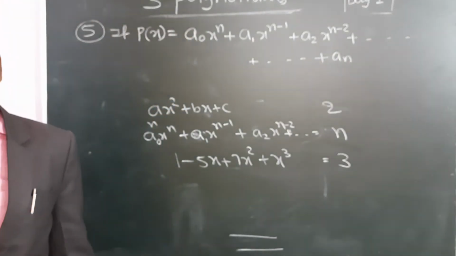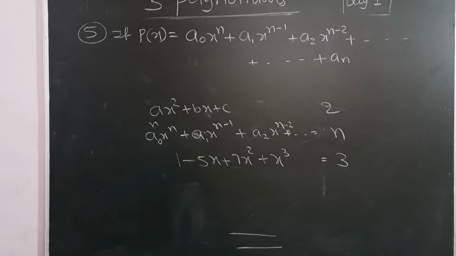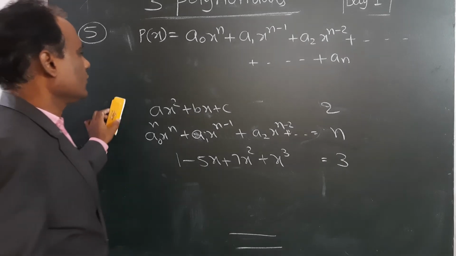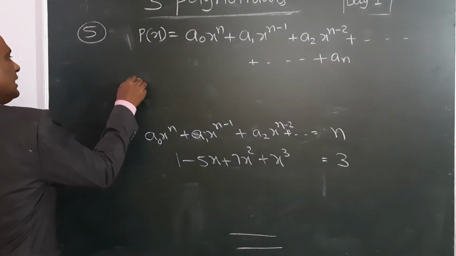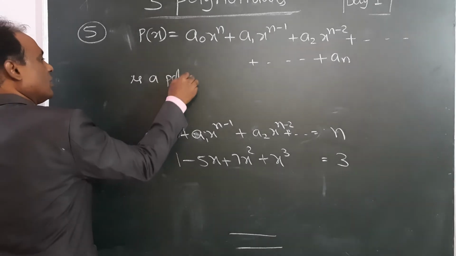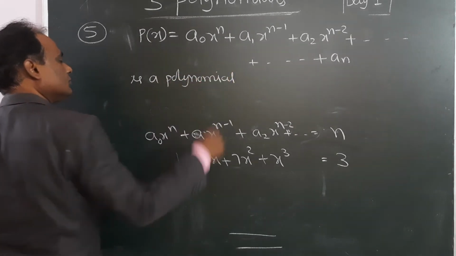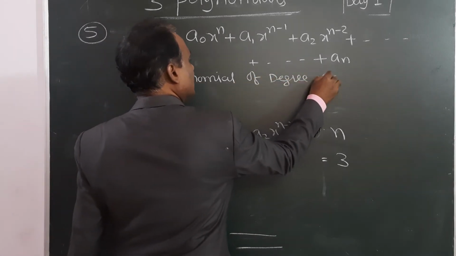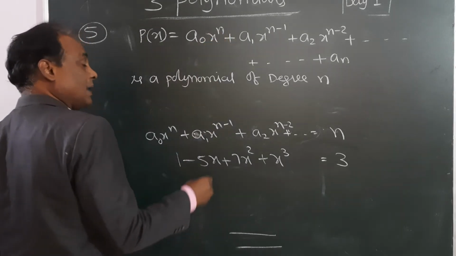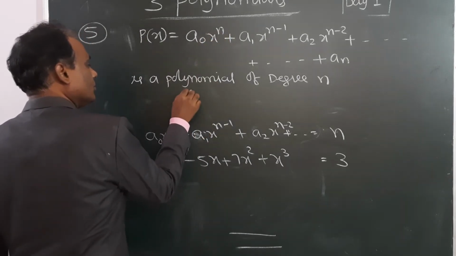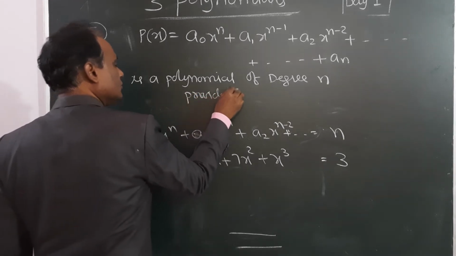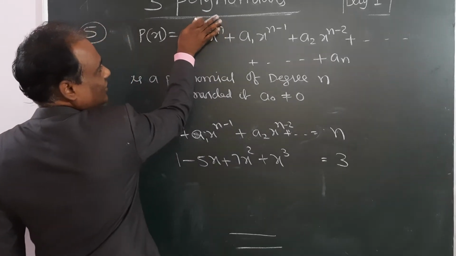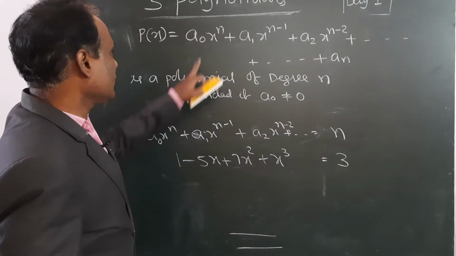Write down. Fifth point: P of x is equal to, write down this. This is the example for a polynomial of degree n. What is the degree of this polynomial? n. But provided this a0 should not be 0. If this is 0, then this term will vanish, so then the degree will be n minus 1 only. That means this should not be 0.